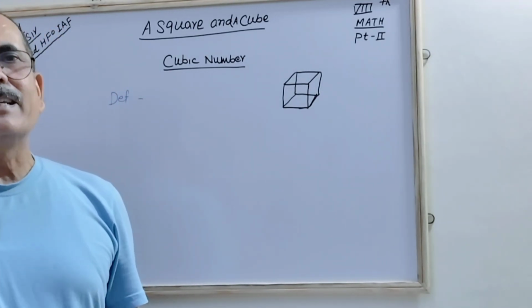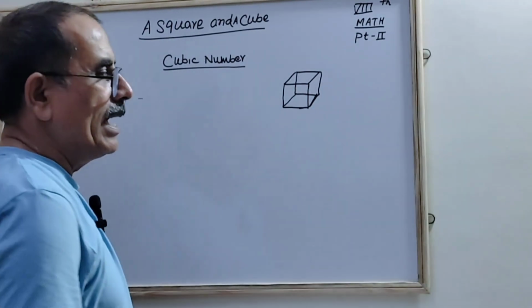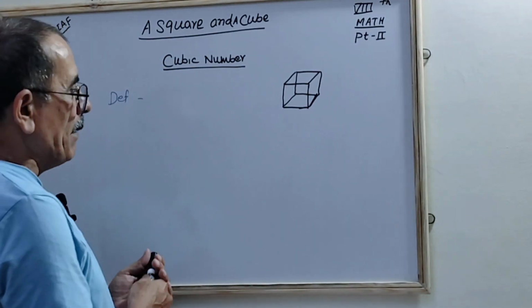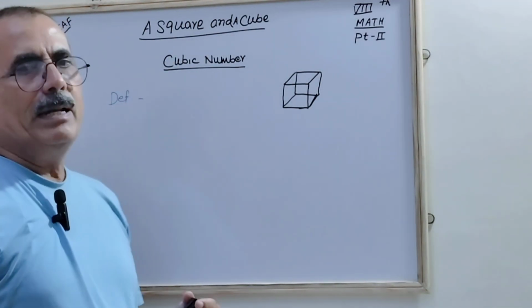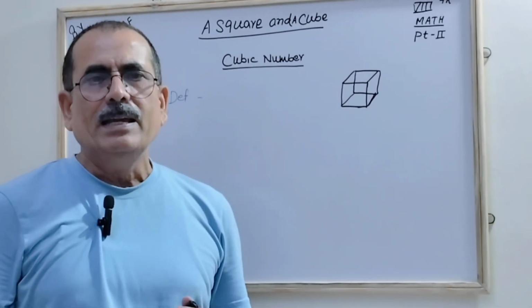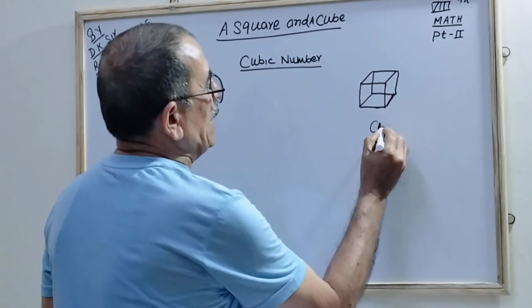Today we are going to study the second part of the first math, the square and a cube. The topic is the cubic number. We know that when any number is multiplied repeatedly three times, it forms a cube. The example you are aware of is the shape cube.